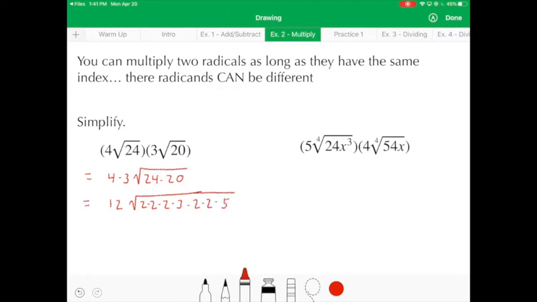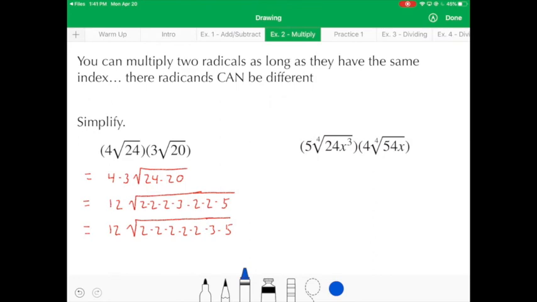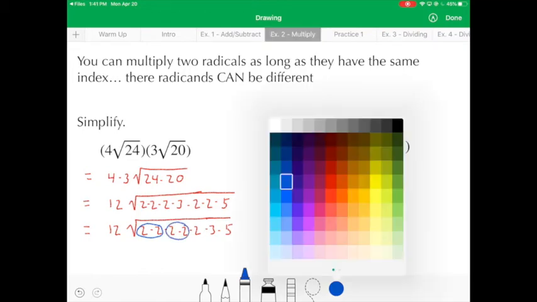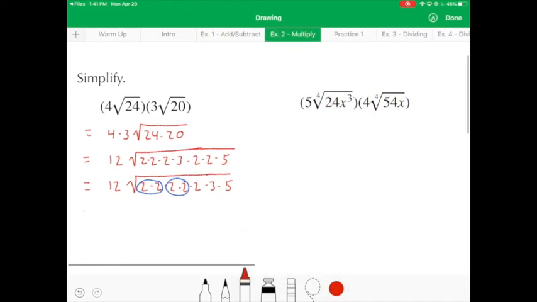Okay, so let's reorder things here. Put all the 2's next to one another, then the 3, then the 5. All right, so now I'm looking to see if I can pull anything out based on the index. This is a square root, so I'm looking for pairs of the same number. There's a pair of 2's. There's another pair of 2's. And that means I'm able to pull a 2 and a second 2 out.